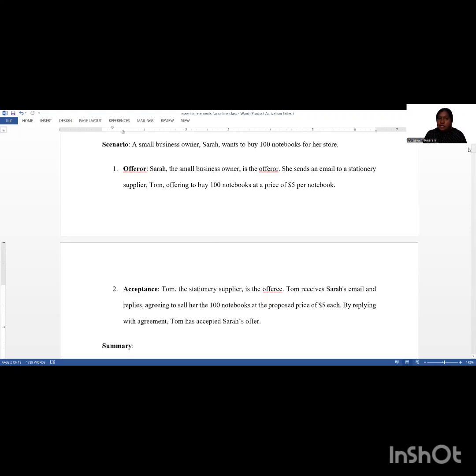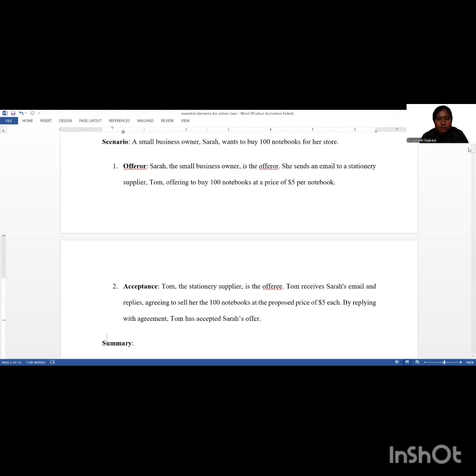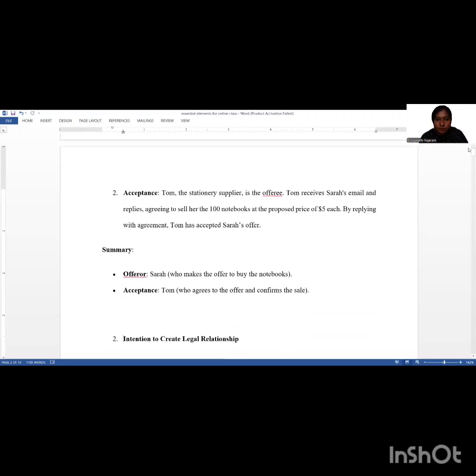Here, this is happening between Sarah and Tom. The next one: the offerer is Sarah, who makes the offer. She is the one who initiated it, so you can keep it in mind that way. Sarah makes the offer to buy the notebooks, and Tom agrees to the offer and confirms the sale.